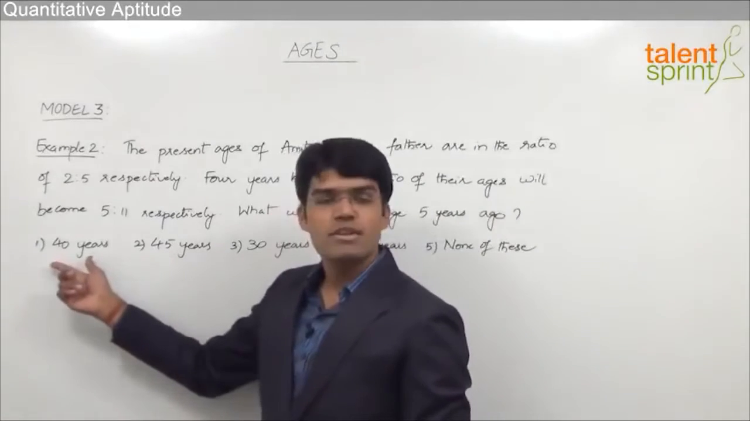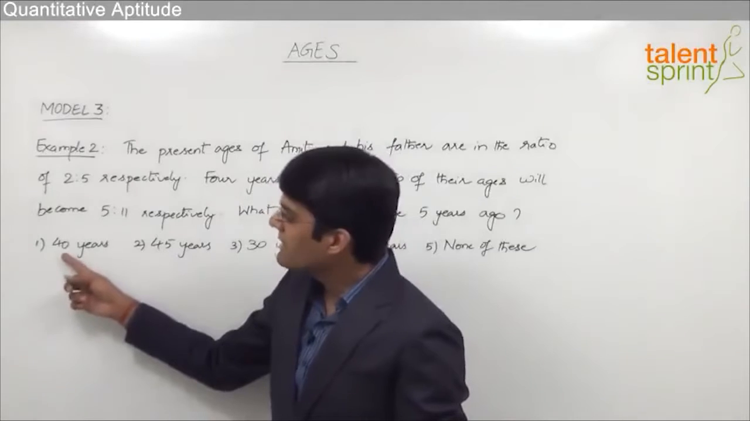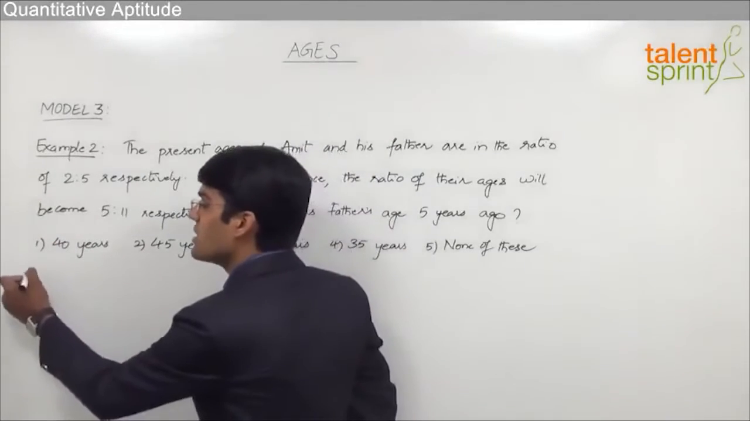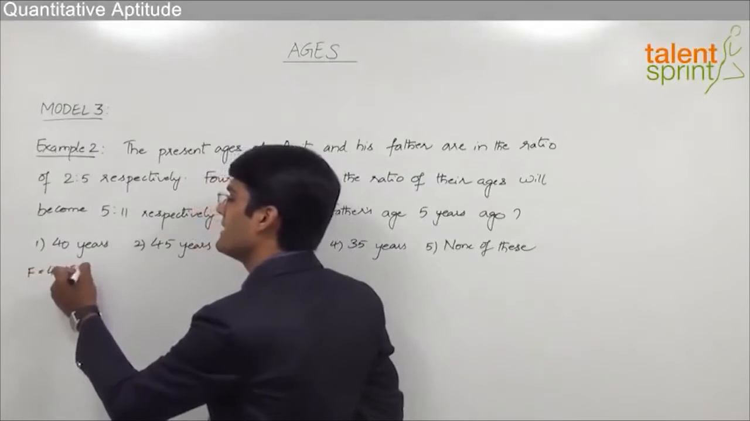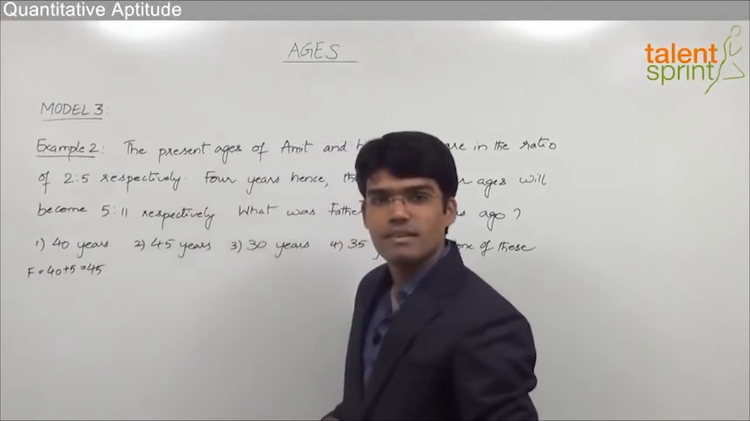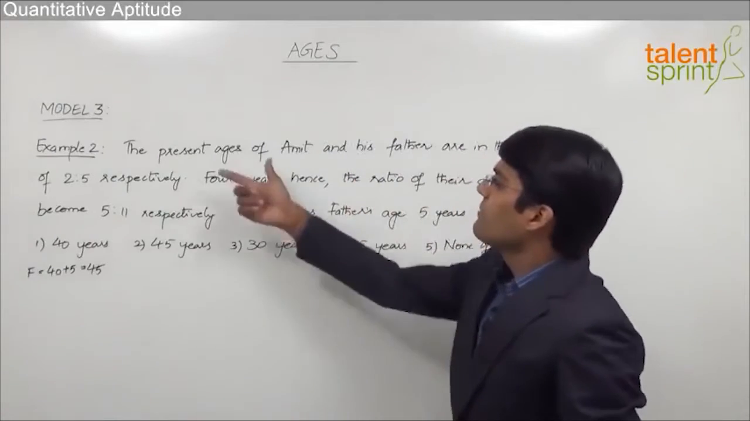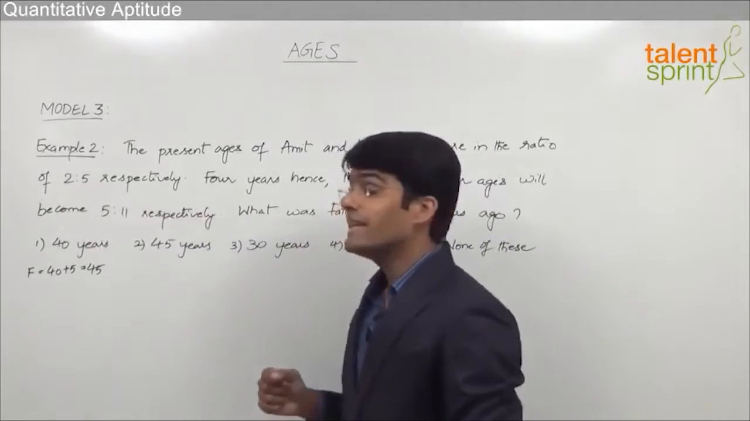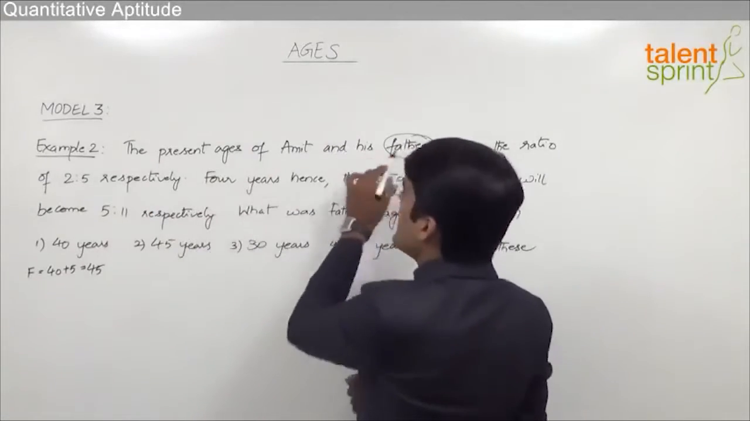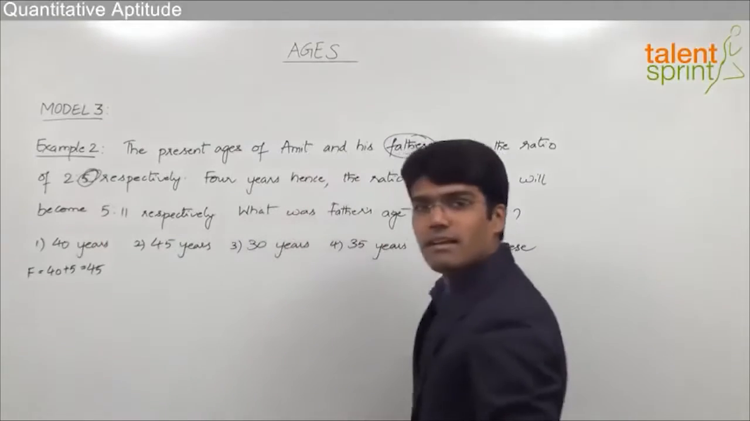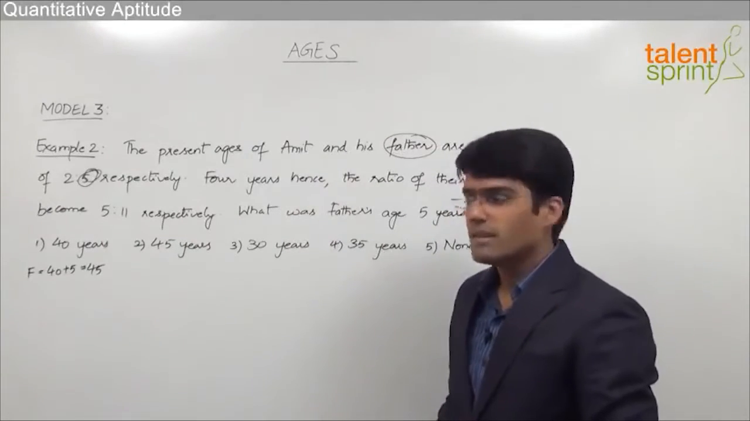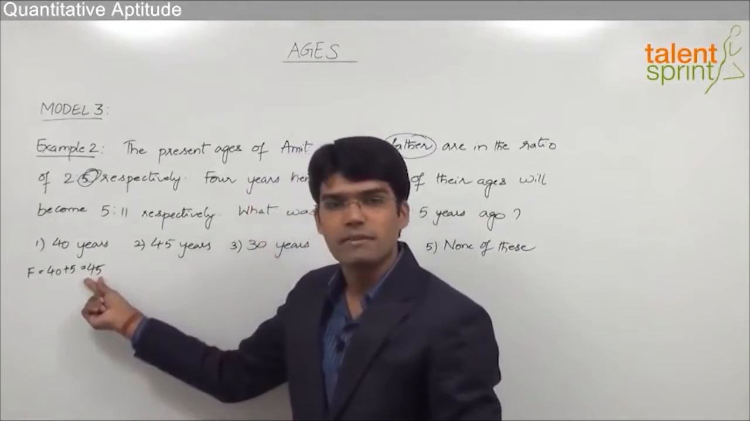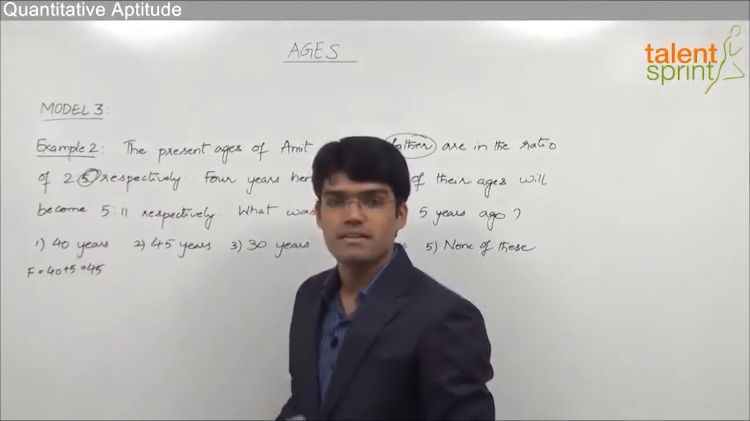If you assume that option number 1 is correct, it means father's age 5 years ago was 40. So father's present age should be 40 plus 5, that is equal to 45. We know that present ages of Amit and his father are in the ratio of 2:5. So very clearly, father's present age should be a multiple of 5 as the ratio is 2:5. And as you can see here, father's present age, that is 45, is a multiple of 5. So this satisfies the first condition.